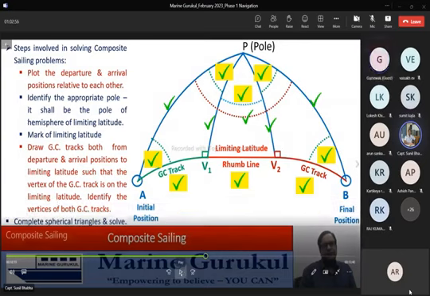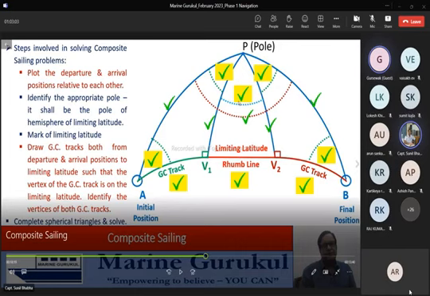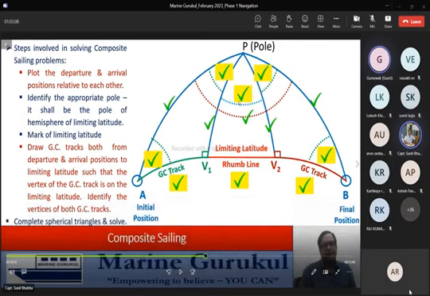Sir, for calculating the angle P in this triangle P, V1, V2, we will subtract from this total D long between A and B.